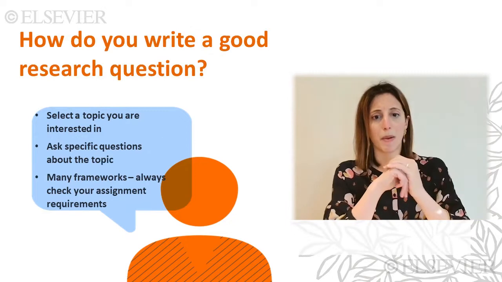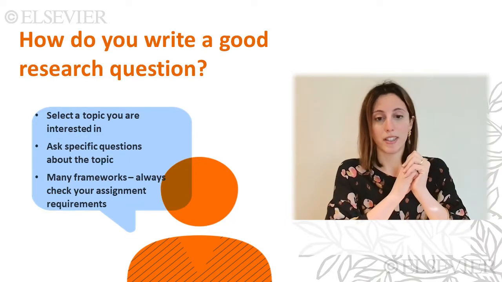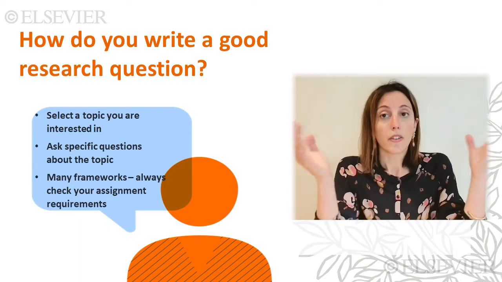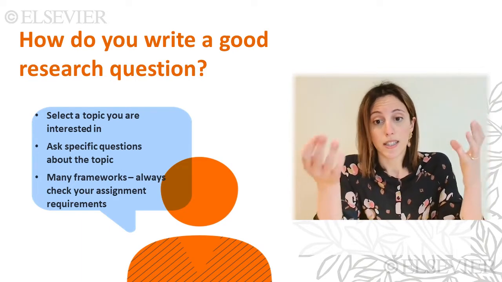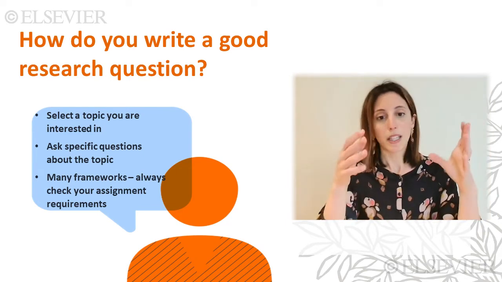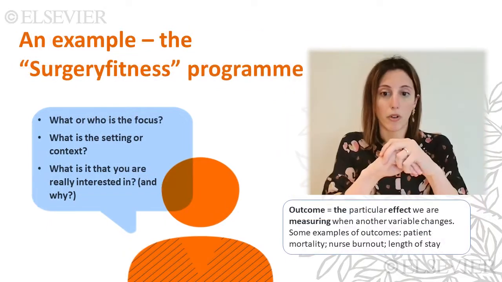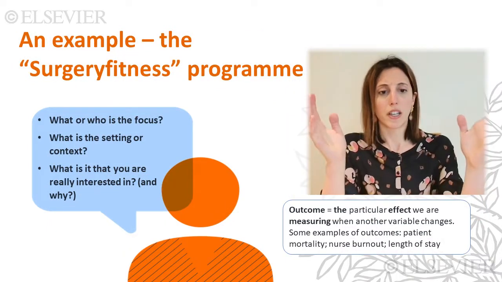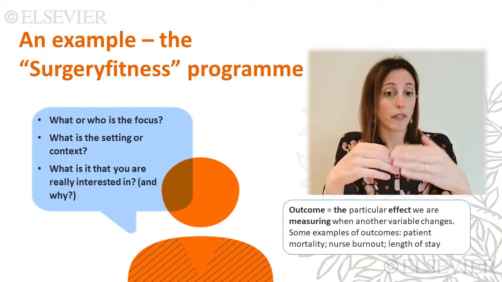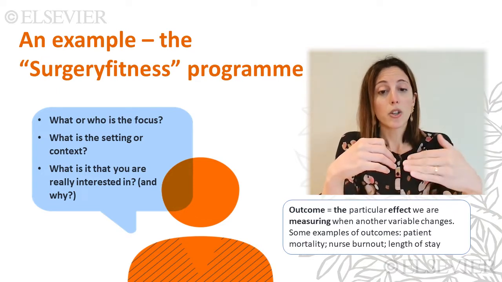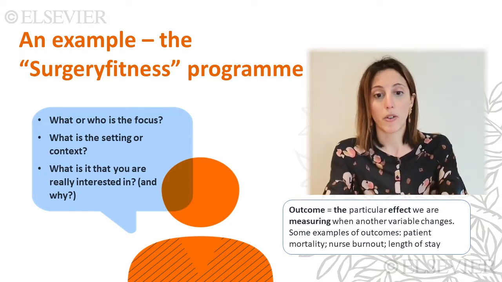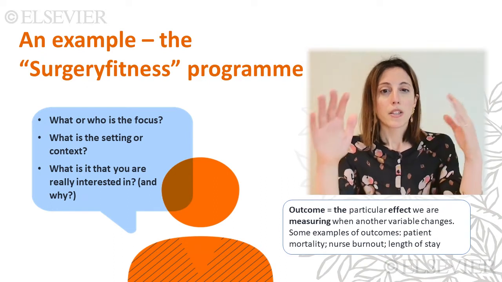So let's make an example to understand how to write a research question. Usually you start from a topic that you're interested in, something that has piqued your interest. So let's make an example here. You are reading about a new research program called Surgeryfitness. And this is a program that has been designed for patients to undertake prior to surgery. And so you want to know whether undertaking that program will lead to better outcomes for patients.